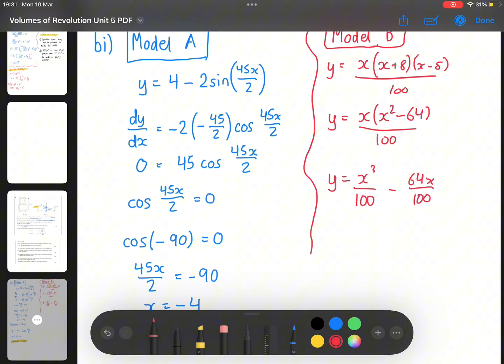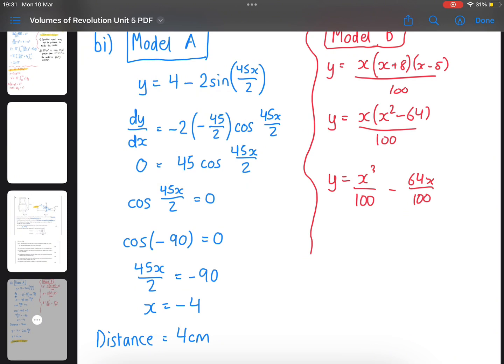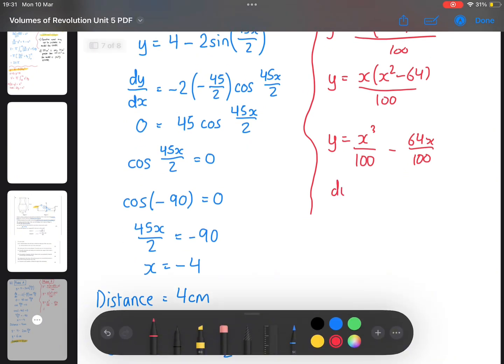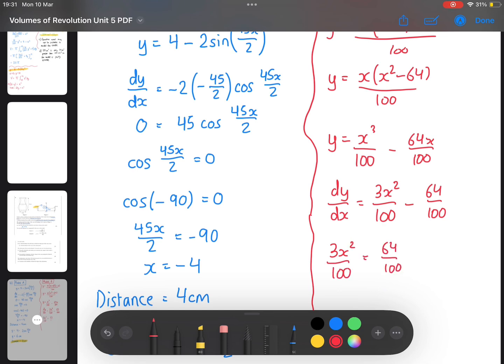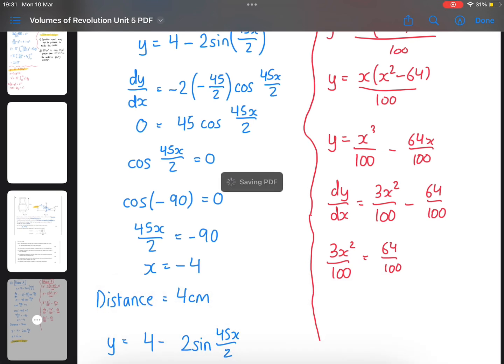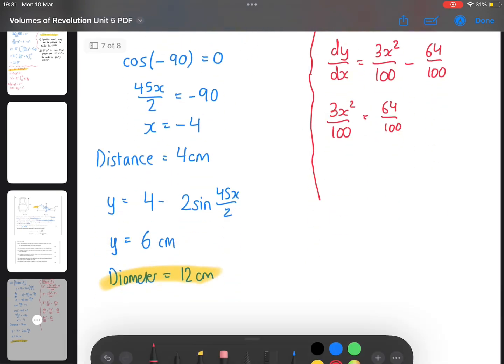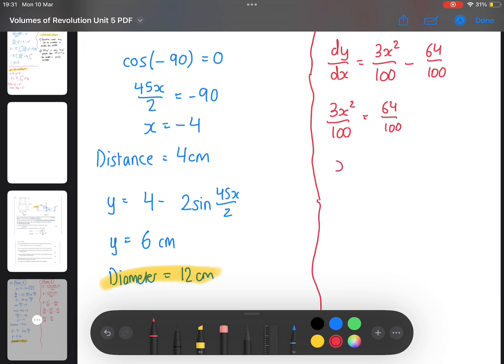Which obviously that can be simplified as well. So when we differentiate, dy by dx is going to be 3x squared over 100 minus 64 over 100. Setting that equal to 0, we have 3x squared over 100 equals 64 over 100. And therefore, hopefully you can see that with a bit of further simplification, which you should show in an exam, but I'll omit it for time's sake here, x is going to be plus or minus square root of 64 over 3.